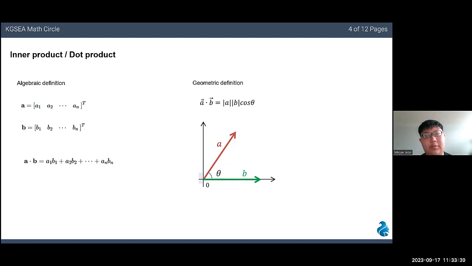In the geometric definition, it uses two vectors A and B in the coordinate plane. The result of the inner product shown in the slide is the product of the magnitudes of A and B and cosine theta, where theta is the contained angle between vectors A and B.